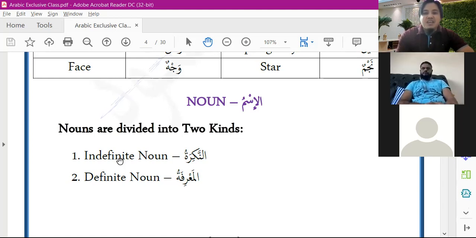But when I say it with al-ma'rifa, alif lam, ainal kursi, where is the chair? That means I am looking for a specific chair. When I'm asking you, it means you know the specific chair that I am looking for. Ainal kursi, where is the chair? Specific. So that is the definite noun.